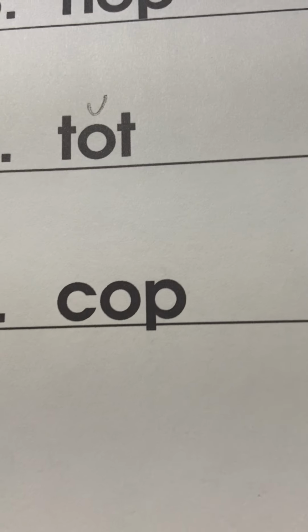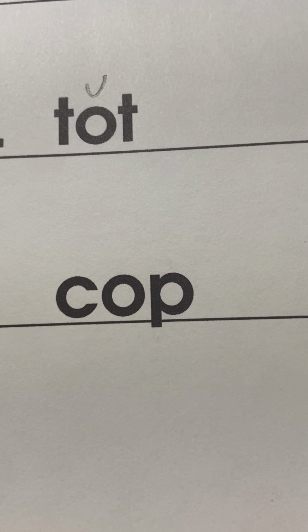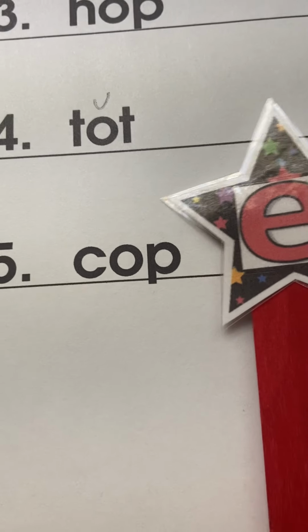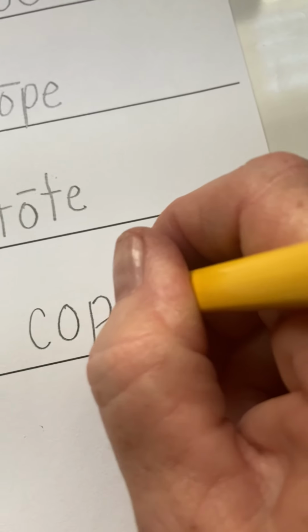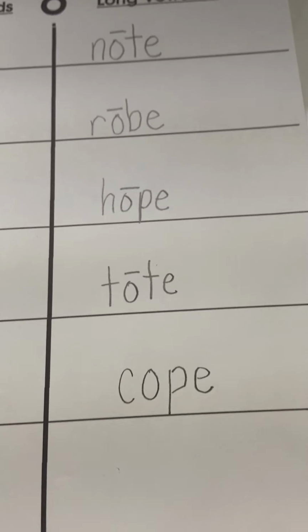And this is cop, okay? There was a cop with the badge, a policeman. And if we put our silent E, our magic E on the end, we're gonna turn it into cope. I need to learn how to cope with this COVID-19 shutdown, right? We all need to learn how to cope.